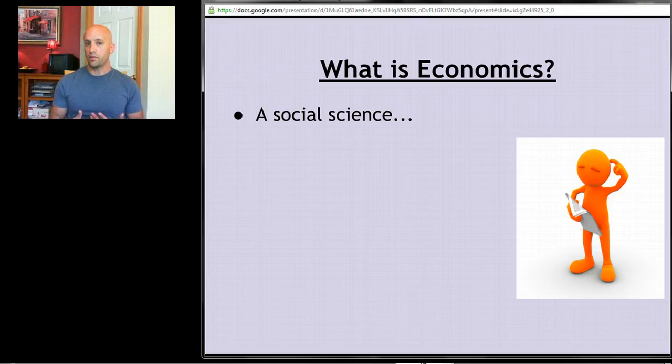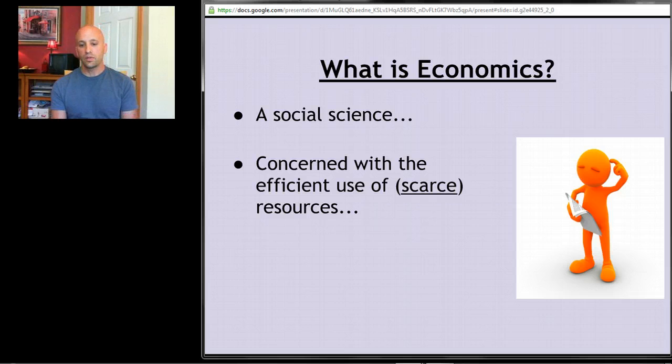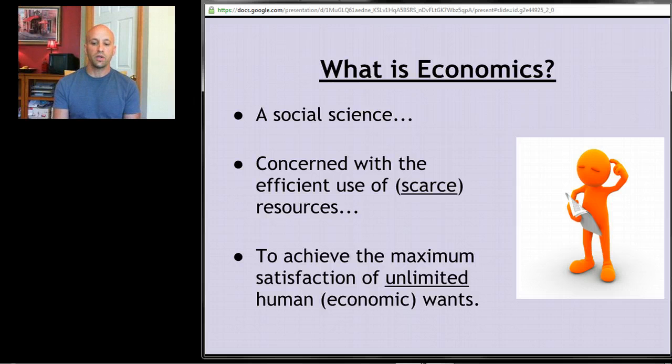But through statistics and various subfields of economics that have names like econometrics and others, there are ways to deal with that problem and still come up with answers. It's still a little bit more difficult than the hard sciences. So it's a social science, and what it's concerned with is the efficient use of scarce resources to achieve the maximum satisfaction of unlimited human or economic wants. In other words, given our time, our money, our effort, the resources that we have, how do we go about making ourselves as happy as we can possibly make ourselves? This is why I love economics, because it's not really about money. It's about how do you become as happy as you can possibly be.